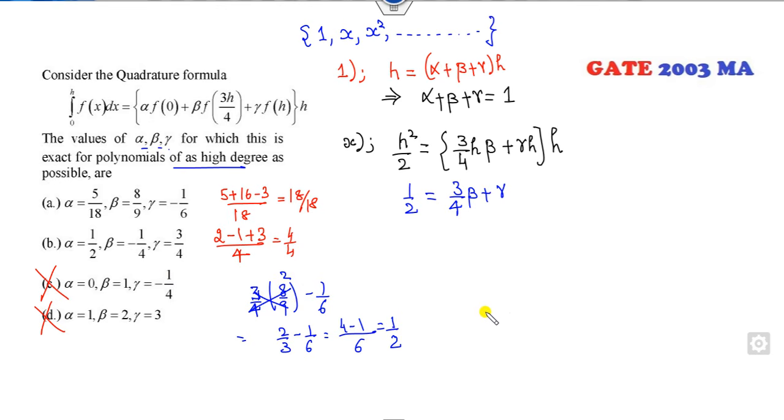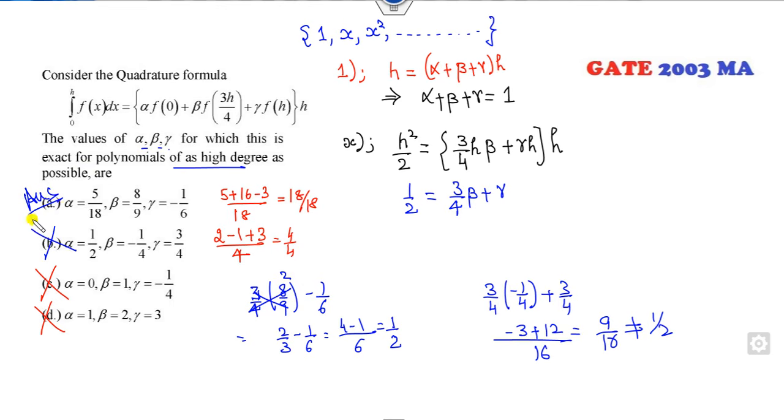So check for the B option. So 3 over 4 beta is minus 1 over 4 plus 3 over 4 gamma. 16 is the LCM. Minus 3 plus 12. It's 9 over 16 which is not equal to 1 over 2. So this option is also cancelled. Only the left option is A, which is the right answer of this problem. There is no need to move further once you get the right answer. So you can see that in a fraction of a second you can get the answer.